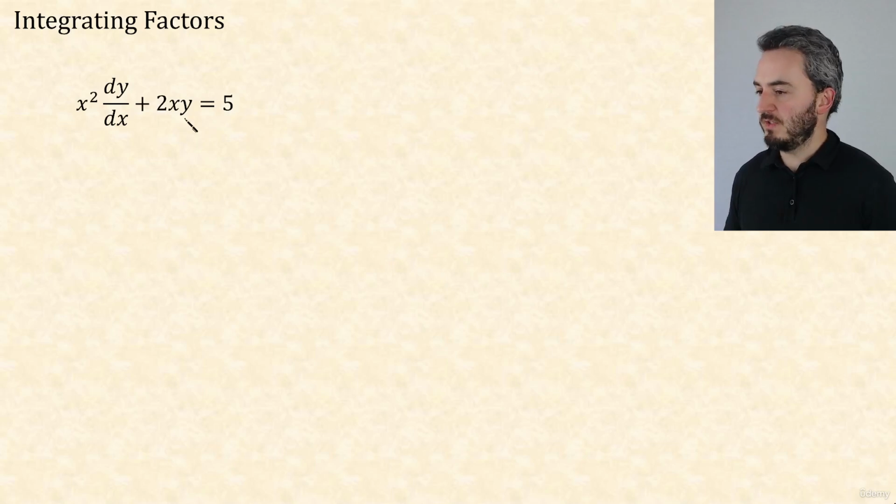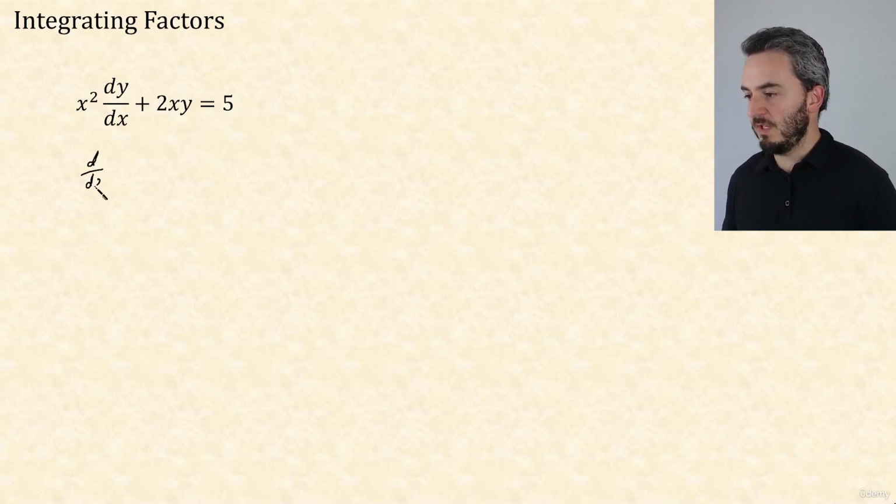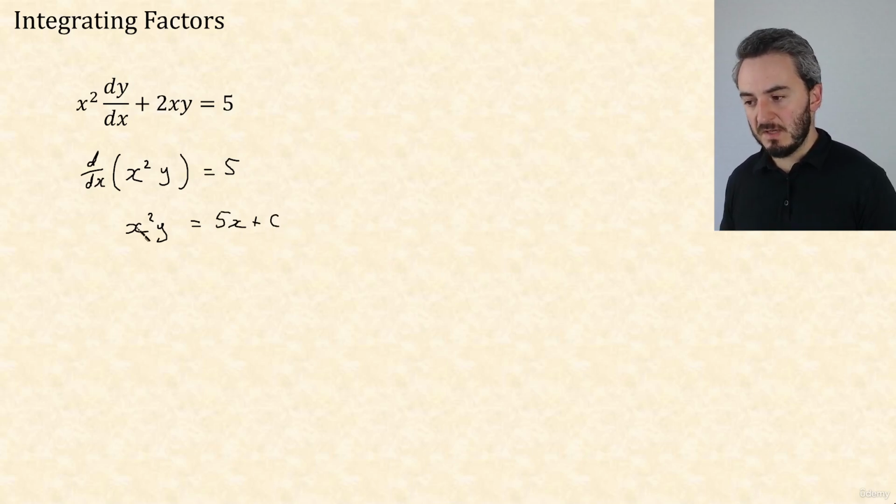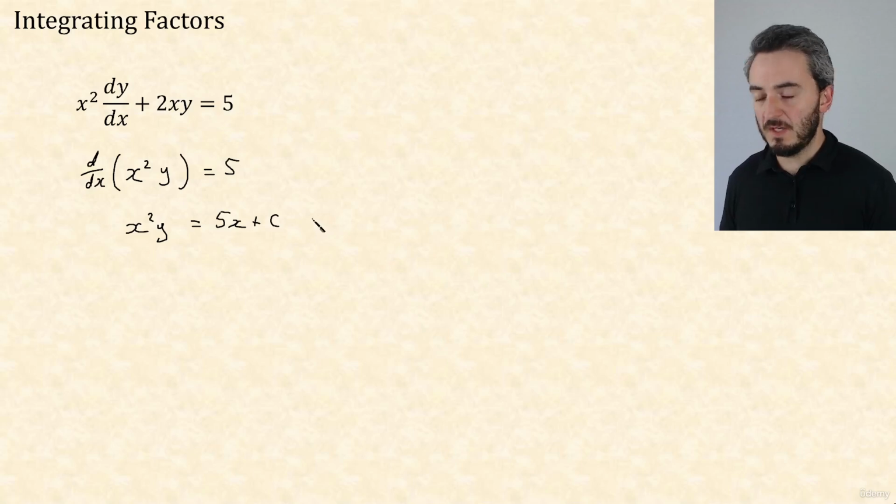Well, one way of solving it is to spot that this left-hand side is the derivative of x squared y. Now, the right-hand side is just 5, so that's fine. So we've got the derivative of x squared y equals 5. But if the derivative of x squared y is 5, that means that x squared y must be the integral of 5, which is 5x plus c. And we've basically solved the differential equation because I now don't have any derivatives anymore.